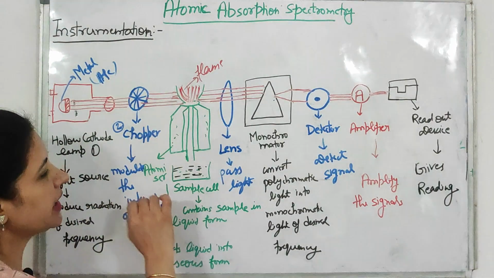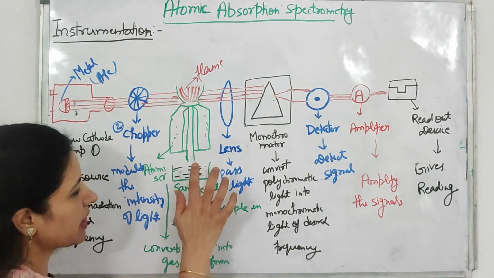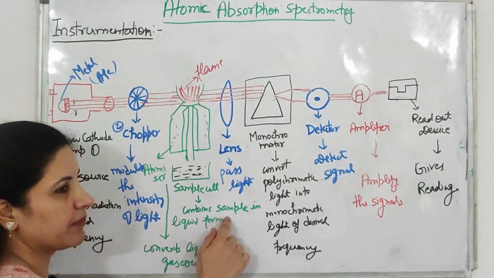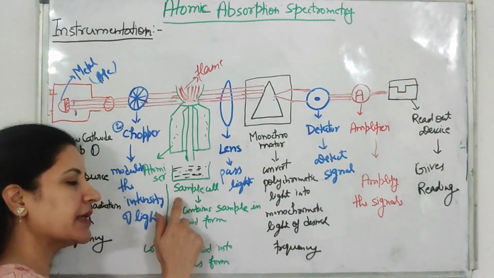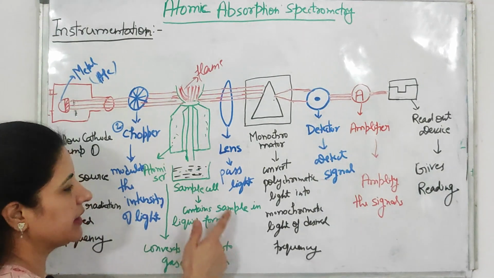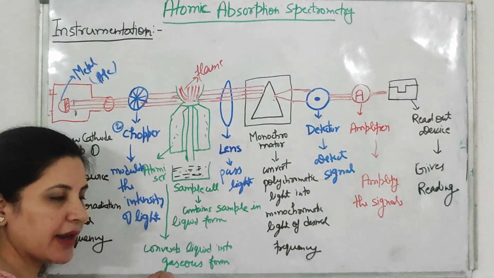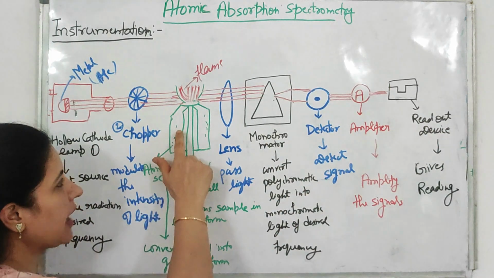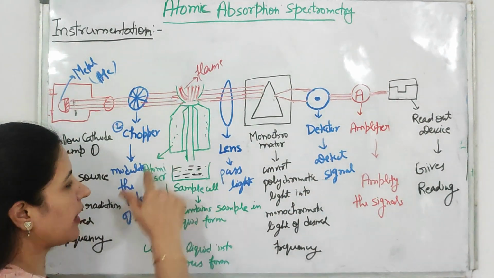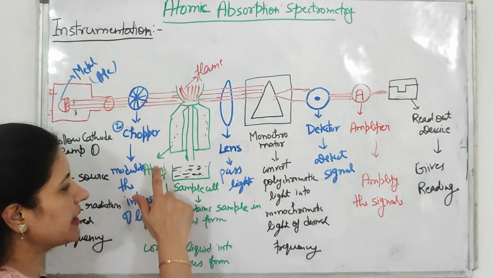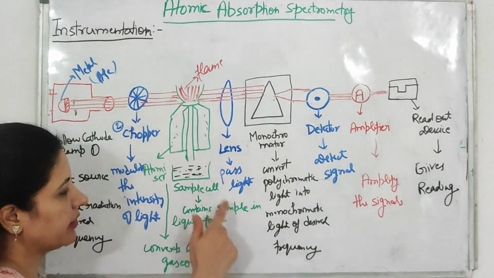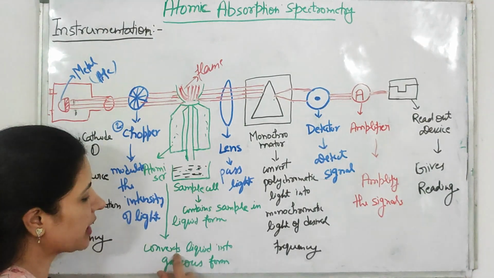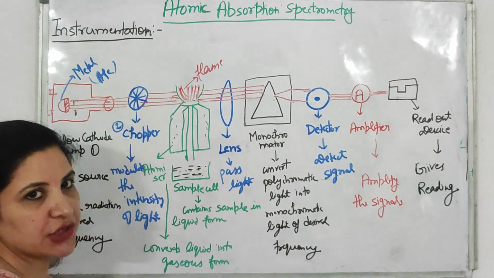Okay. Now what is the individual function? In this sample chamber, there is a sample cell which contains the sample. And the sample is in liquid form. This sample contains your desired metal for which you are going to do atomic absorption spectrometry. And what is the function of this atomizer? The atomizer converts the sample, which is in liquid form, into gaseous form.